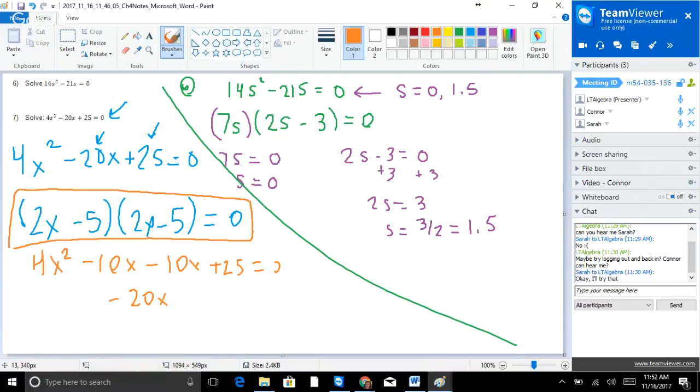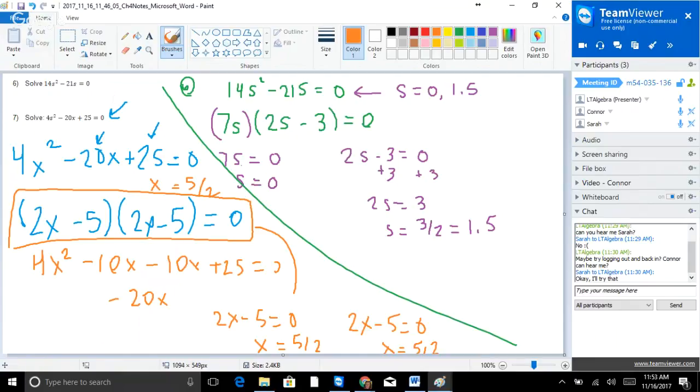Okay. Now what happens if something times something is equal to 0? Well, that means that either 2x minus 5 has to be equal to 0, or 2x minus 5 has to be equal to 0. They're the same exact thing, right? When I solve this, I'm going to get x equals 5 over 2. So I only really have one answer. That's kind of weird. So the answer to this equation is x equals 5 over 2, or 2.5.